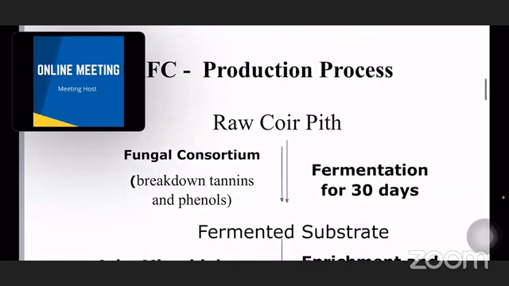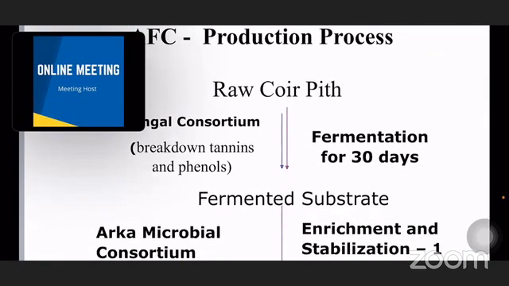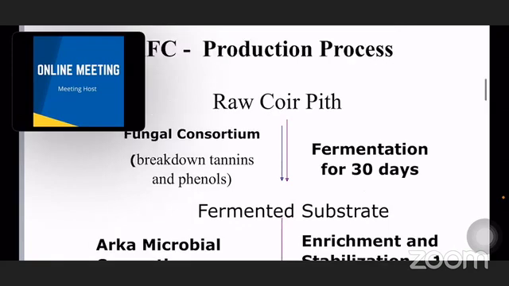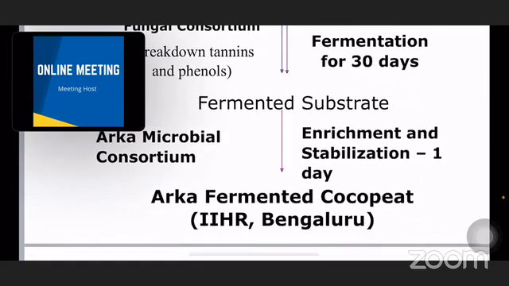Then coming to the coir pith, what I told as cocopeat, right? This is the process of production of AFC, that is Arka fermented cocopeat. You all have heard about the Indian Institute of Horticultural Research, right? They work exclusively on horticulture crops. Here they have developed an Arka fermented cocopeat media. They took coir pith and fermented it for 30 days, then the fermented substrate was added, enriched, and stabilized for 1 day. Then they prepared Arka fermented cocopeat.